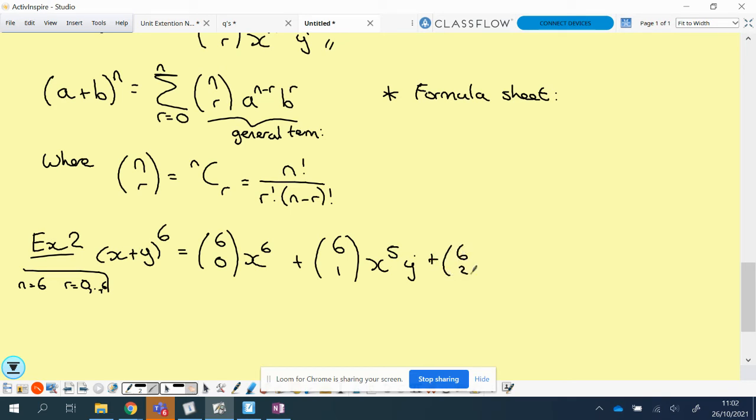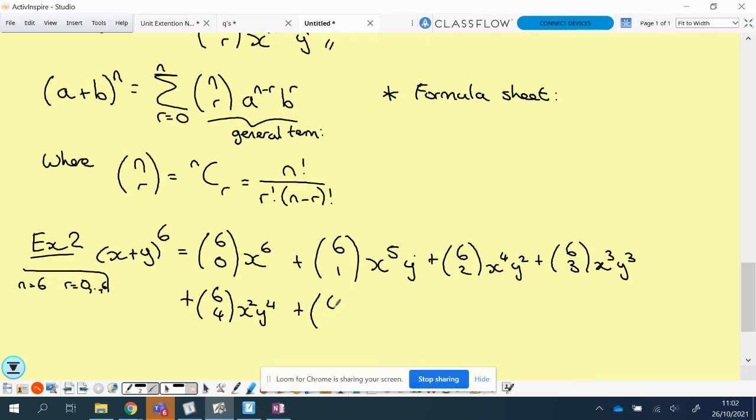Plus 6 choose 2, x to the power 4, y squared. Plus 6 choose 3, x cubed, y cubed. Plus 6 choose 4, x squared, y to the power 4. Plus 6 choose 5, x to the power 1, y to the power 5.